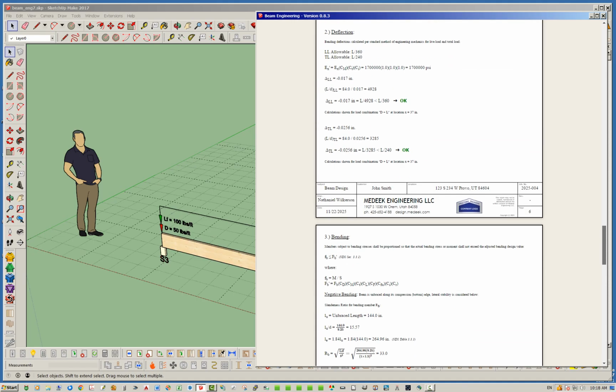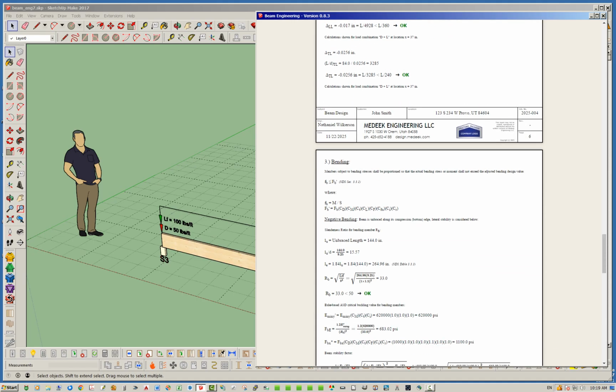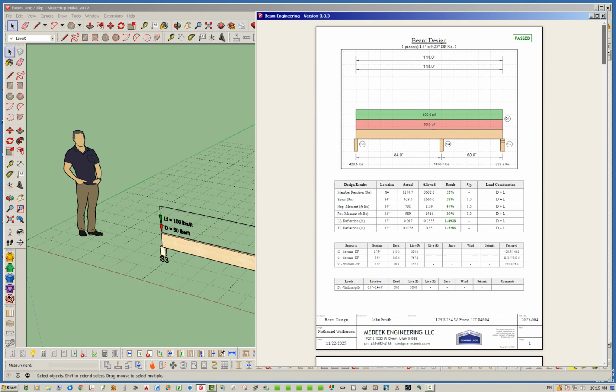And so that is why, for negative bending, you end up with 144 inches or 12 feet unbraced length. If you go up here to the top, you'll see that is the length between our 2 outermost supports. So that is the assumption we're making, just to be clear on that.